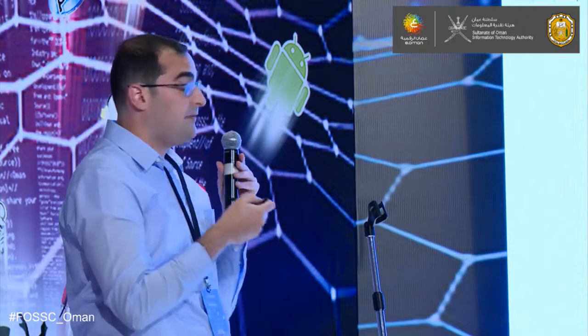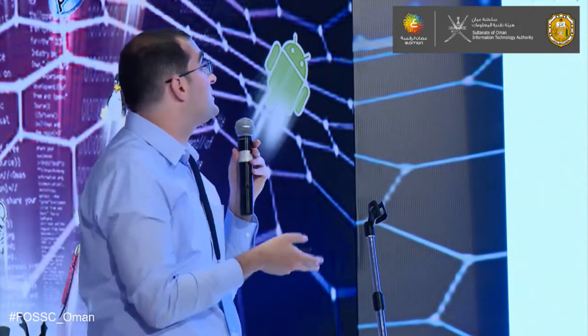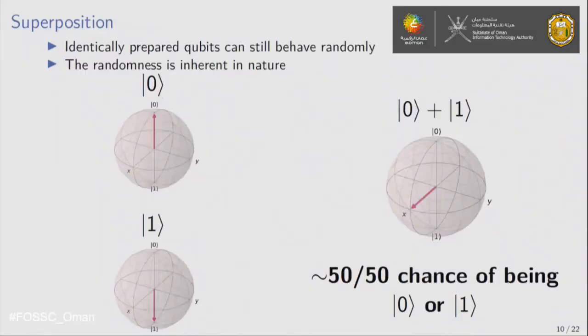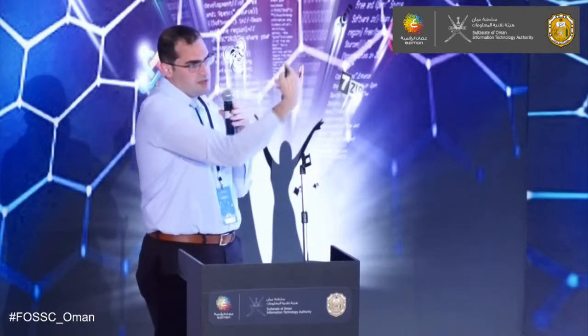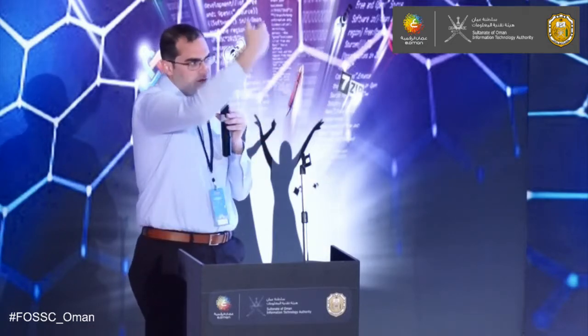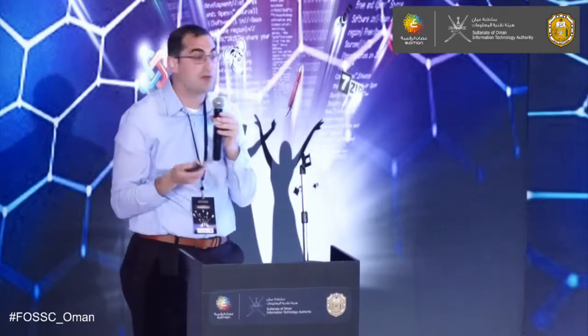It's basically taking advantage of the quantum mechanical property of superposition. You can prepare a qubit identically, and it'll still behave randomly. So in this example here, having that qubit with the vector at the plus x, when you measure in that state, you have a 50-50 chance, roughly, of it being a zero or a one. Because if you remember, you measure along that z-axis, and there's no magnitude on the z-axis. So when you measure, it's in the middle, and it's going to be pulled up to zero or pulled down to one. It's completely random. You don't have a way of knowing.